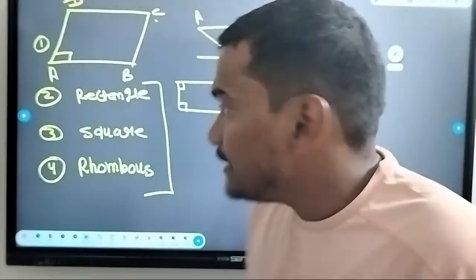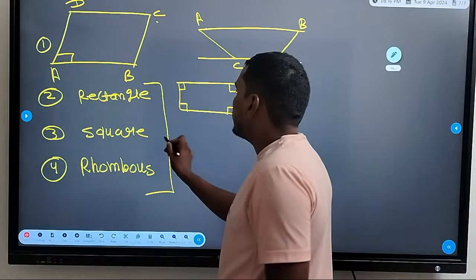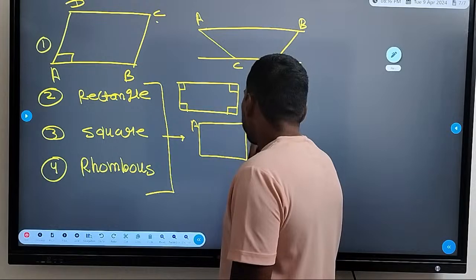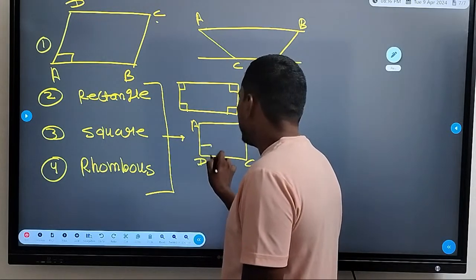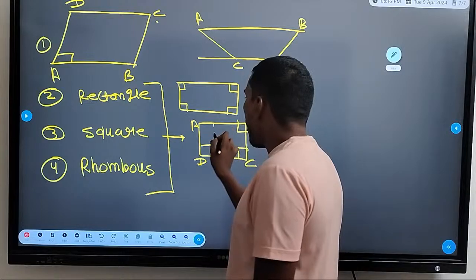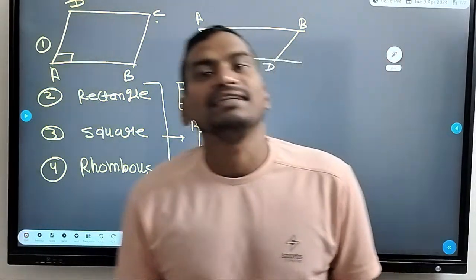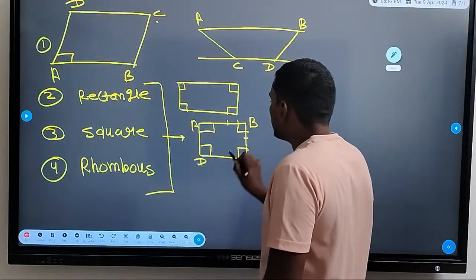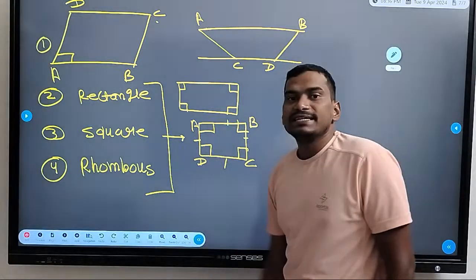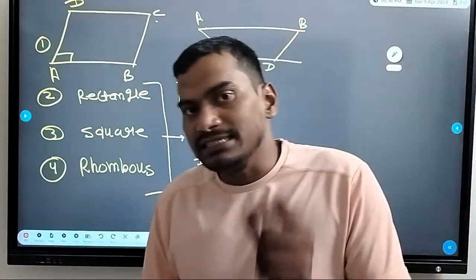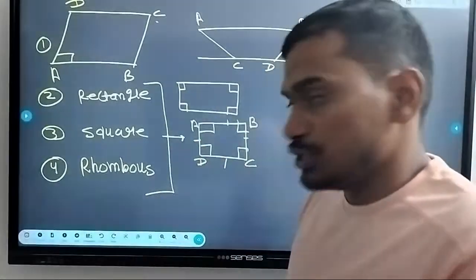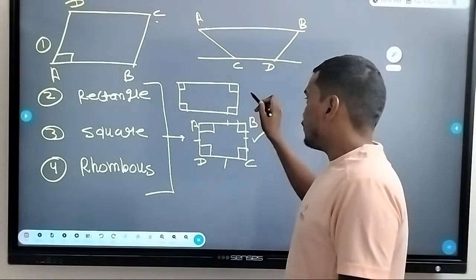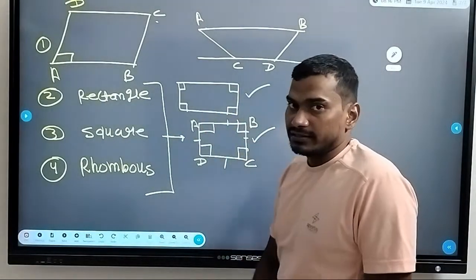right? And when this parallelogram will be a square, when it will be a square? It will be a square when all angles are 90 degree as well as all sides are equal to each other. AB, BC, CD, DA, all sides are equal to each other. So if this condition is met, it's a square. If only angle 90 degree, it's a rectangle.